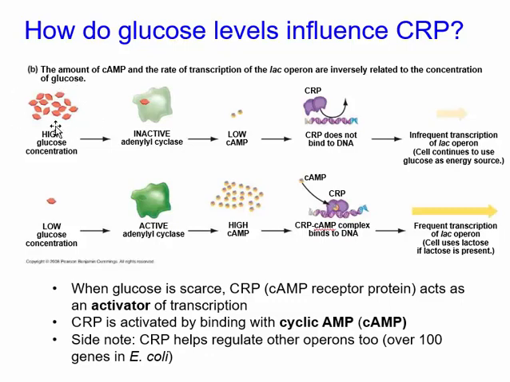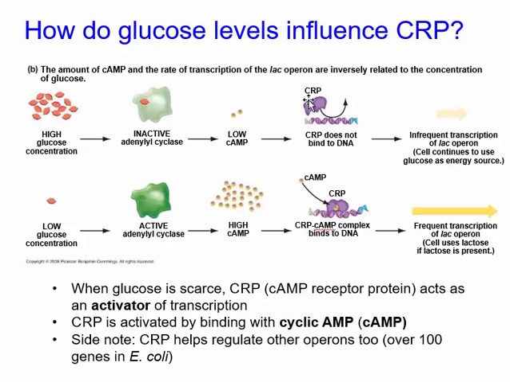So when glucose is high, it will bind to this adenyl cyclase enzyme. We've seen this before when we talked about cell signaling. So this is actually an enzyme we find in both prokaryotes and eukaryotes. Here we're talking just about prokaryotes. But when this is inactive, its job normally would be to make cyclic AMP. And so when it's inactive, you don't have very much cyclic AMP.